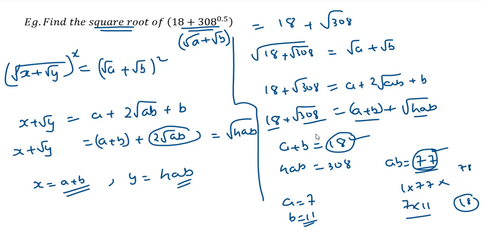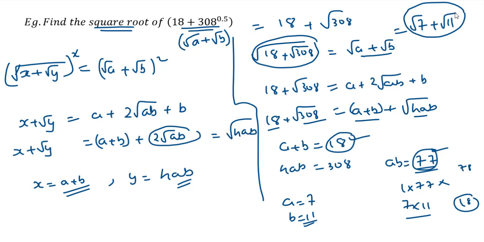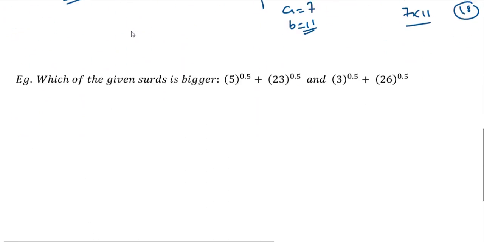So once we have this value, the square root of this number, we have assumed it to be square root a plus square root b. So this will be equal to square root 7 plus square root 11. So in this way you can find the square root of a quadratic surd. Let us now see how to compare two different surds.